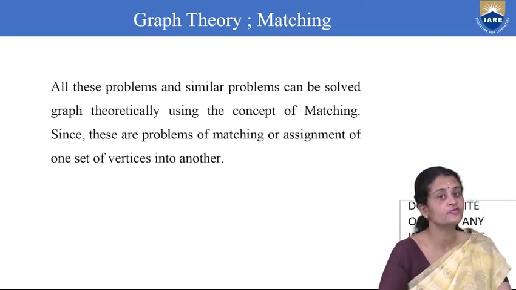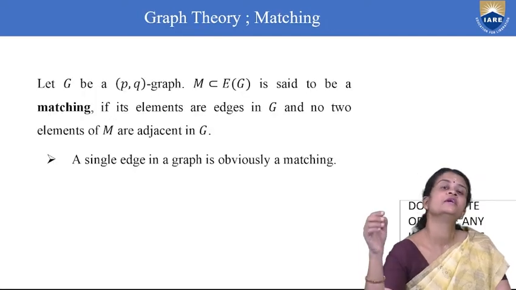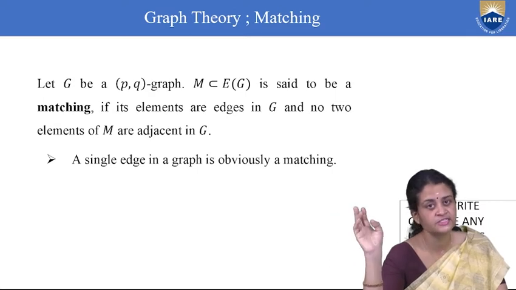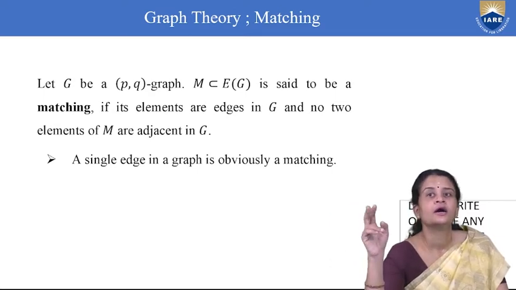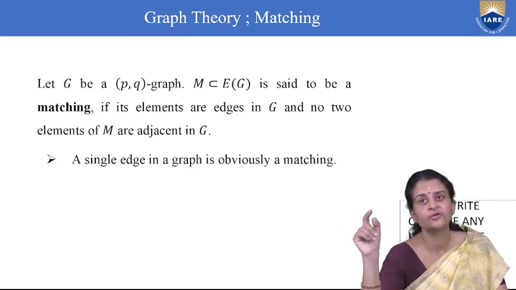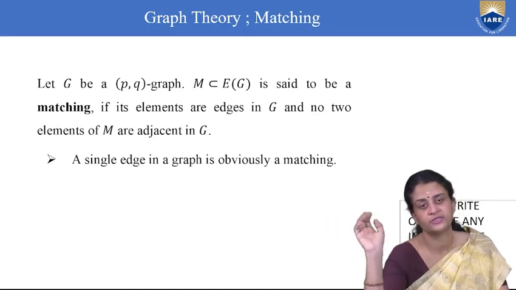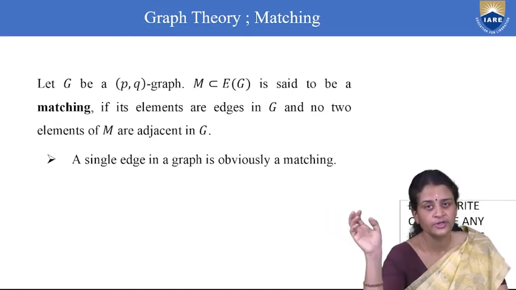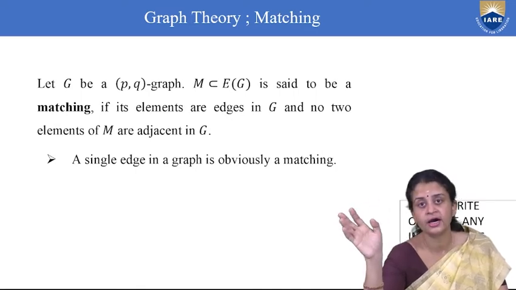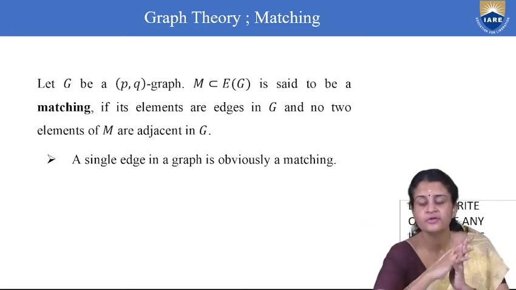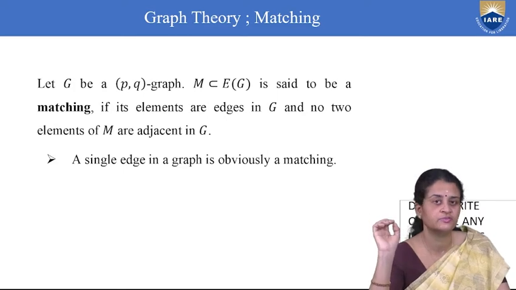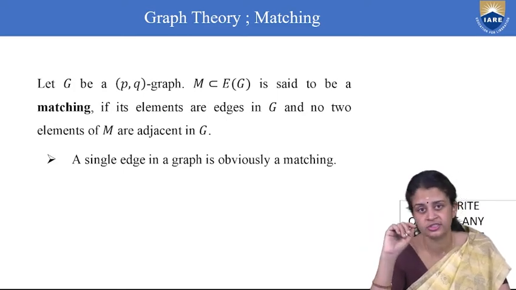Now we will see the formal definition of matching. Let G be a (P, Q) graph, meaning G has P vertices and Q edges, or it is of order P and size Q. Let G be a (P, Q) graph and M a subset of the edge set of G. It is said to be a matching if all the elements of M are edges in G, that is, M is merely a subset of the edge set of G, and no two elements of M are adjacent in G.